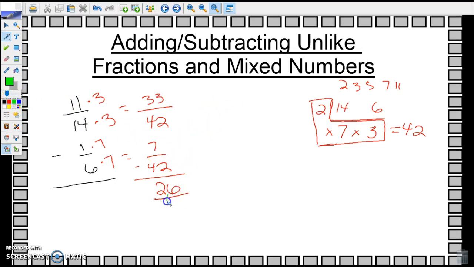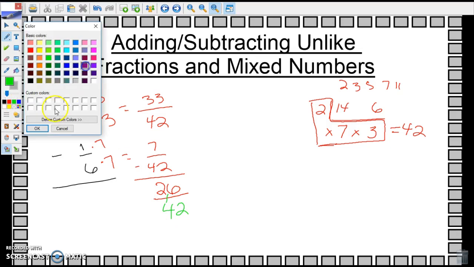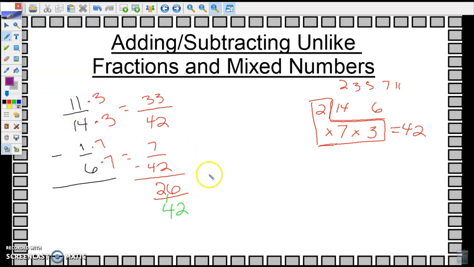And my denominator stays the same. So now I'm going to ask myself, can this reduce? Is there anything out of these 5 that can make this 26/42 smaller? And my answer is yes, that I can divide both by 2. So 26 divided by 2 is 13, and 42 divided by 2 is 21.